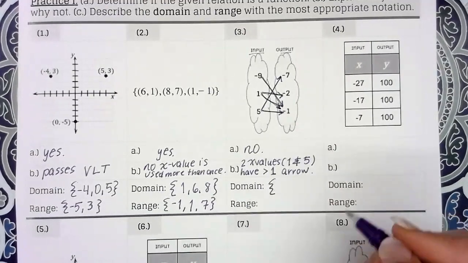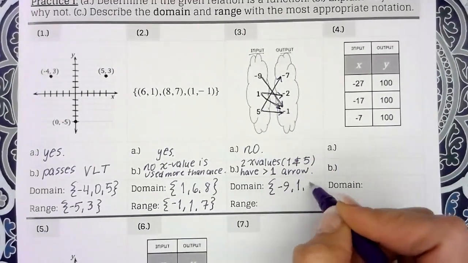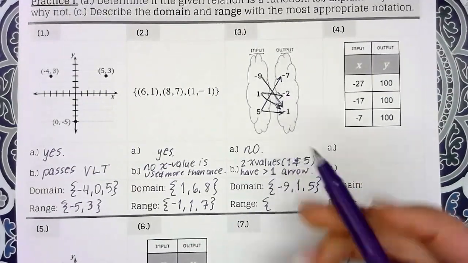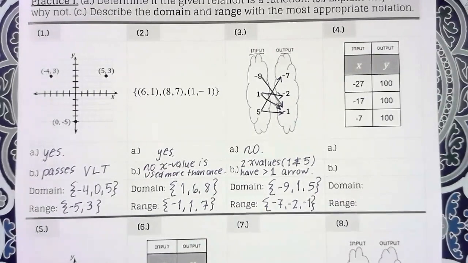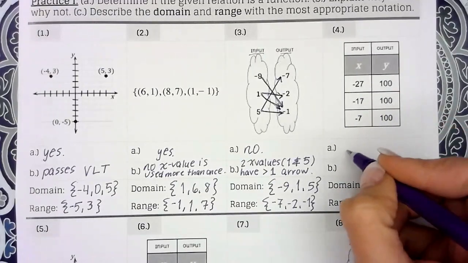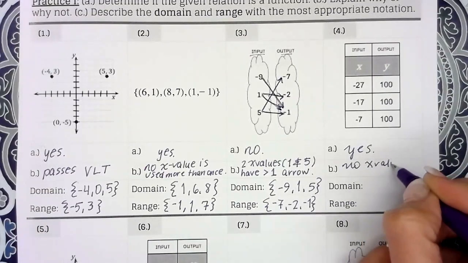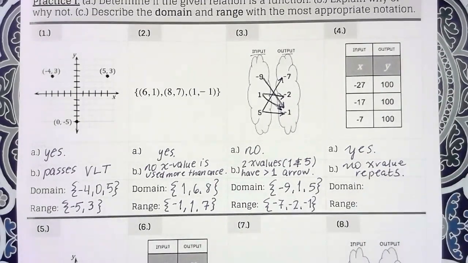Domain, x, is from least to greatest. Usually in your mapping diagram, it should be given to you that way. So -9, 1, 5. And then the range, again, it should also be in order already. Least to greatest, those are all negative, so it's good. -7, -2, -1, and close. Is this a function? Do the x's repeat? They do not, so yes. No x value repeats. Try to spice it up. Change your language, your reasoning each time, okay?